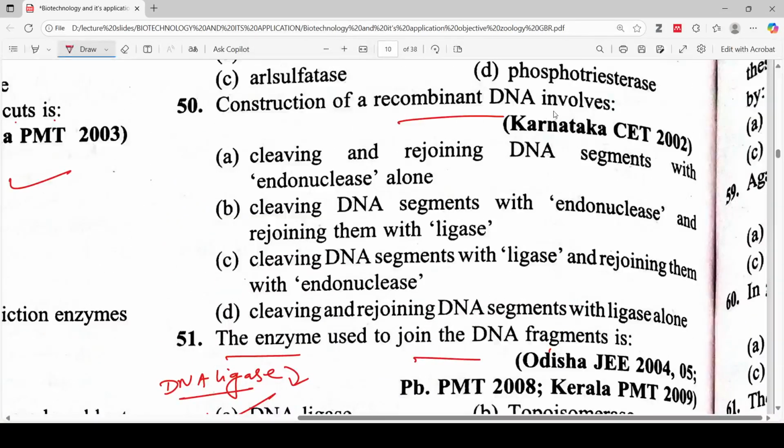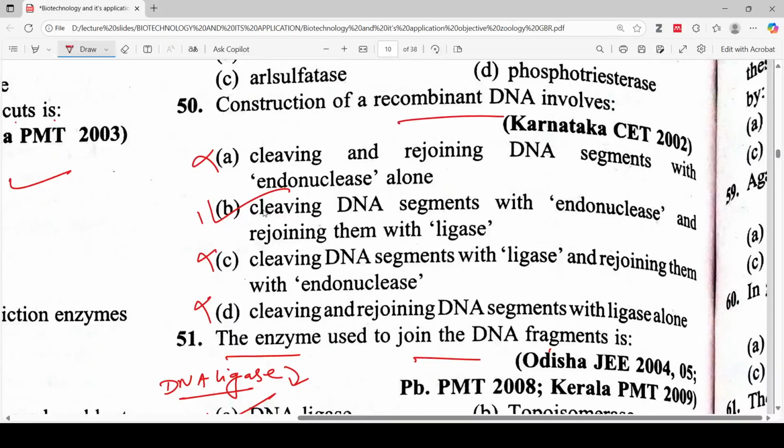So next question, construction of a recombinant DNA involves, option A, cleaving and rejoining DNA fragments with endonuclease alone. No, this option is not correct. Option B, cleaving DNA fragments with endonuclease and rejoining them with ligase. Let's read the next option also, cleaving DNA fragments with ligase. This option is also not correct. Cleaving and rejoining DNA with ligase alone. This option is also not correct. So the correct answer is option B.